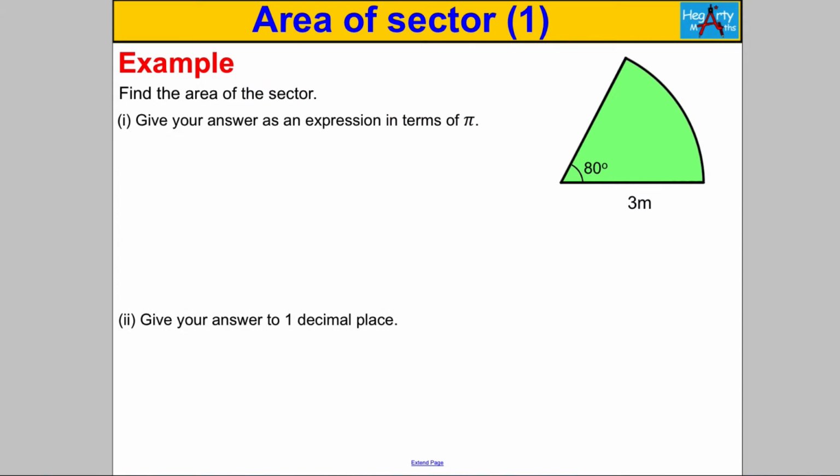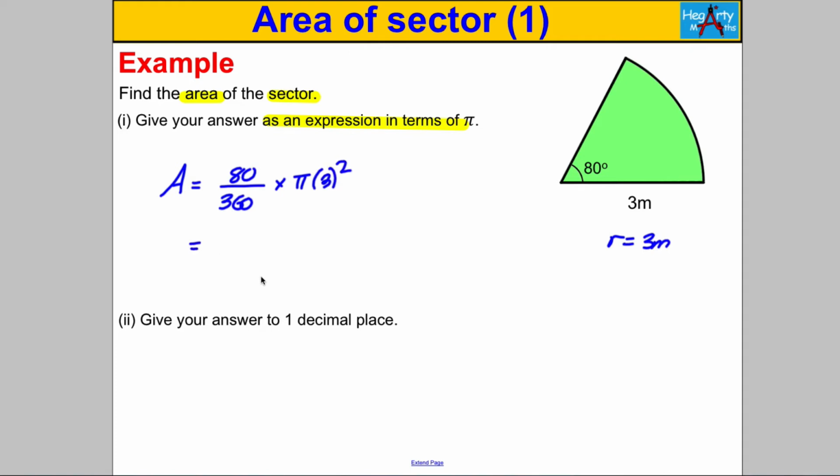Next one, pause the video, have a go. Again we're asked the area of this sector, and part 1, give your answer in terms of pi. The area is going to be what fraction of the circle do we have. We've got 80 degrees out of 360 degrees in the full circle, multiplied by pi r squared, where r in this case is given as 3 meters. So pi multiplied by 3 squared.